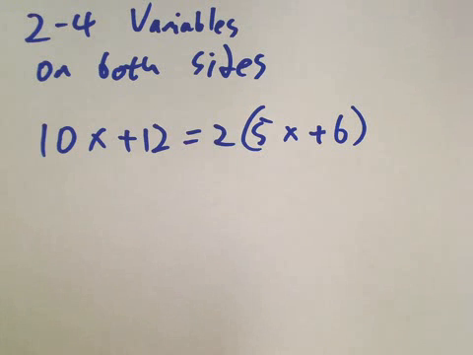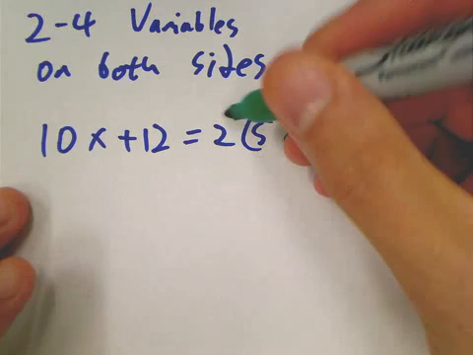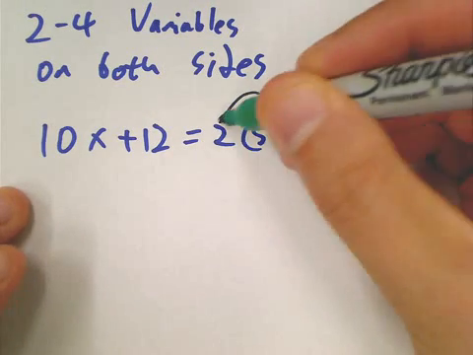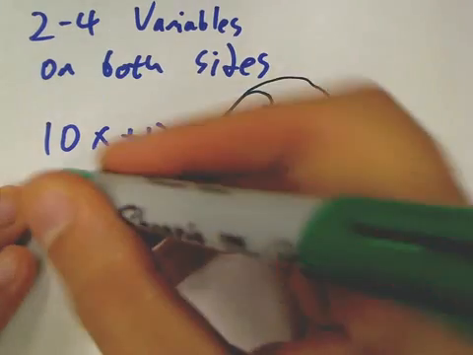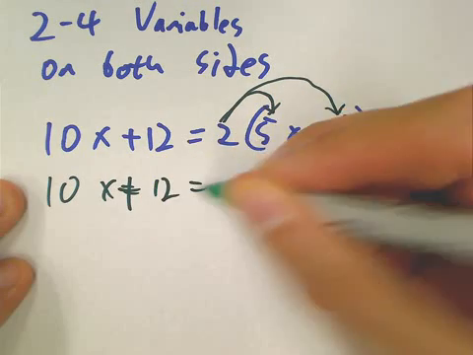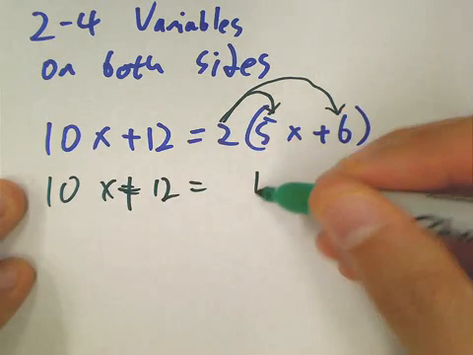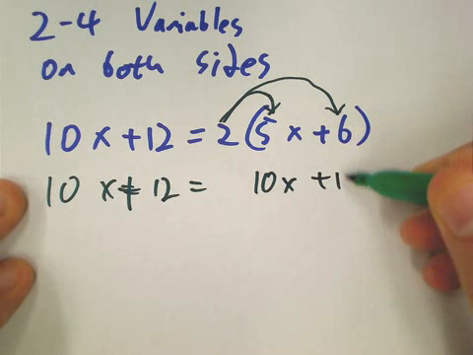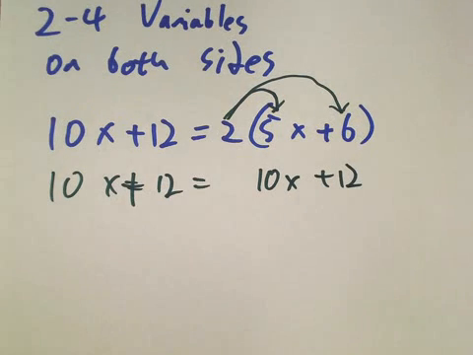So to solve this equation, I'm going to start by using the distributive property, and I'm going to go like blip, blip, and blip, blip, and what do I get? I'm just going to copy this side. Plus 12 equals 2 times 5x, that's 10x, and 2 times 6 is 12. And I should notice now that both of the sides are exactly the same, so I would call this an identity.